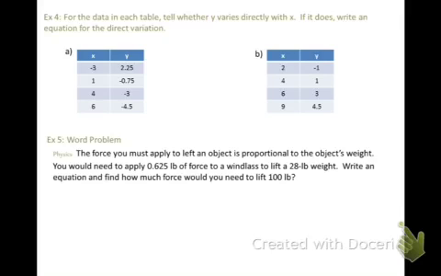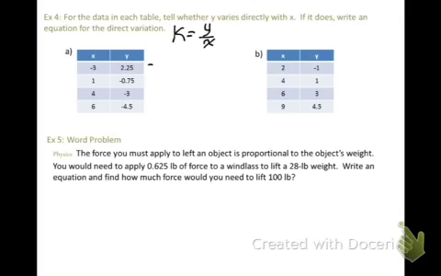All right. Example 4. For the data in each table, tell whether y varies directly with x. If it does, write an equation. So, I'm going to tell you another way of finding K. So the formula we're going to use on this one is K equals y divided by x. And when you do your dividing, you want to make sure all the answers are correct.